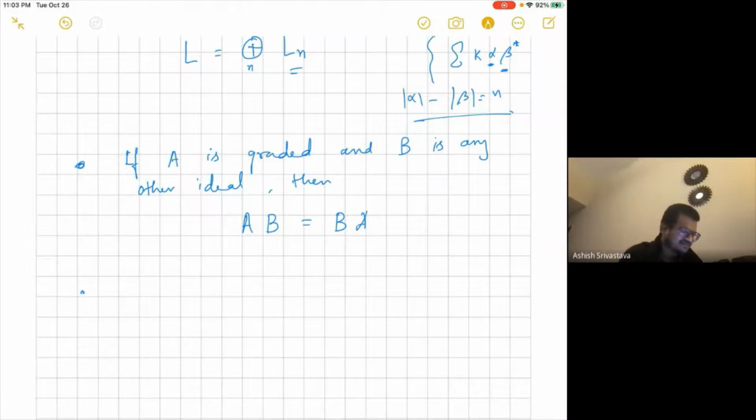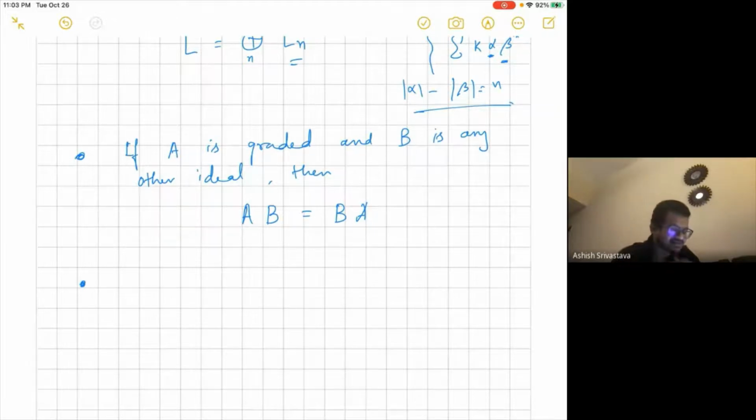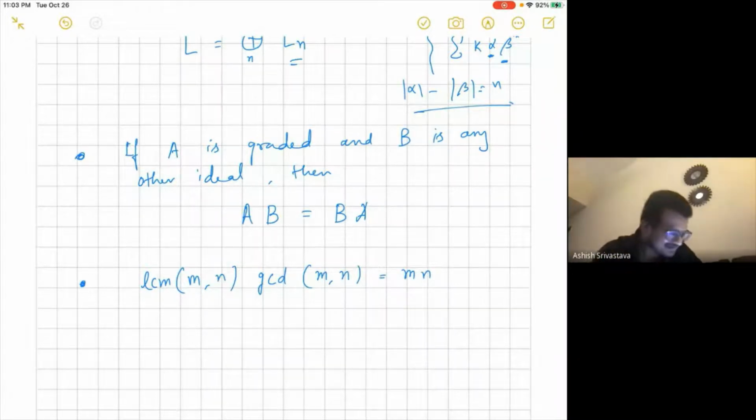My one PhD student proved a very nice result. From your early undergraduate courses, you must have proved that if you take two integers, say m and n, then the least common multiple of m and n, and the greatest common divisor, you multiply them, that is the same as m times n, right? Using the fundamental theorem of arithmetic, you can quickly see this.